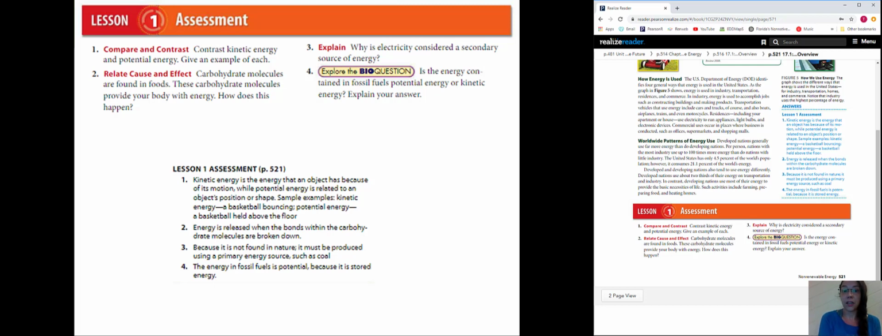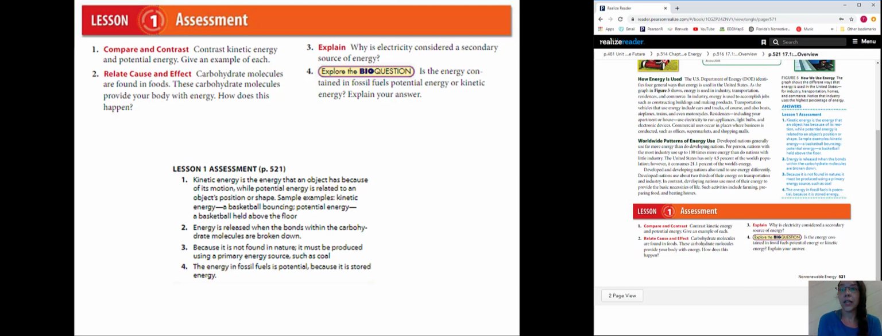Number 3, explain why electricity is considered a secondary source of energy. And that's because it's not found in nature. It is created by the consumption of other resources like coal or burning wood.